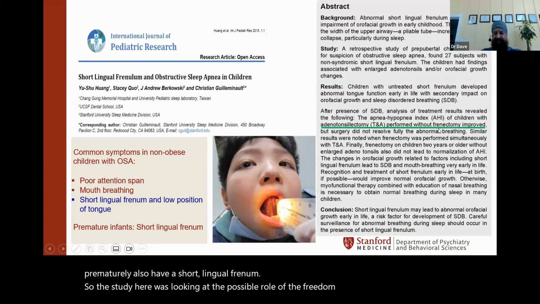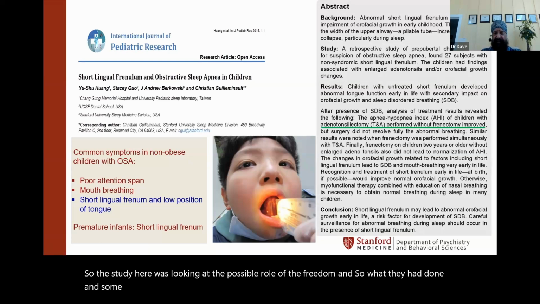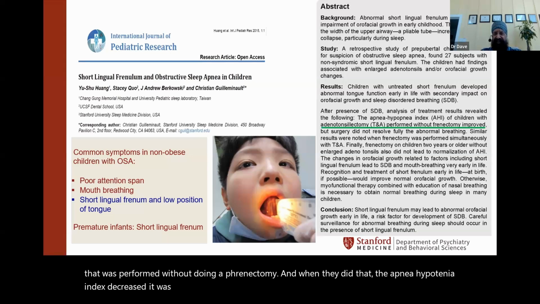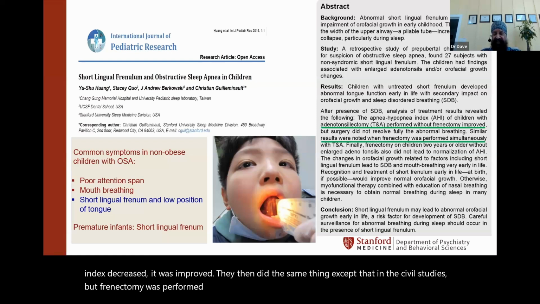What they did in some of these children diagnosed with apnea was an adenotonsillectomy, a T&A, performed without doing a frenectomy. When they did that, the apnea-hypopnea index decreased, it was improved. They then did the same thing, except that a frenectomy was performed in this other case.